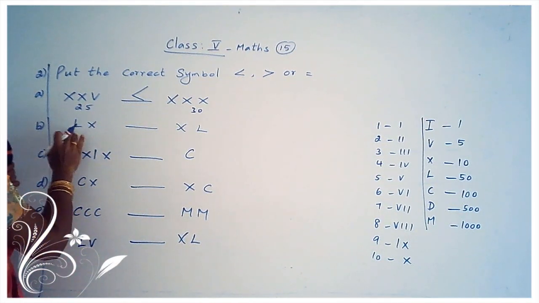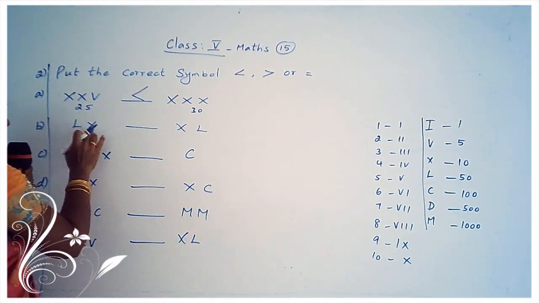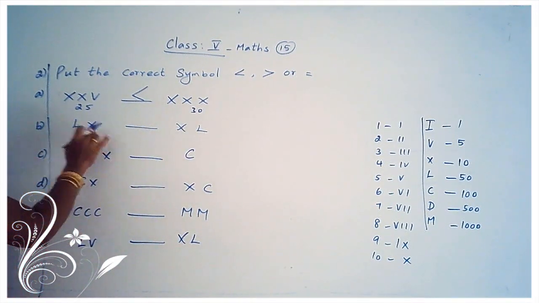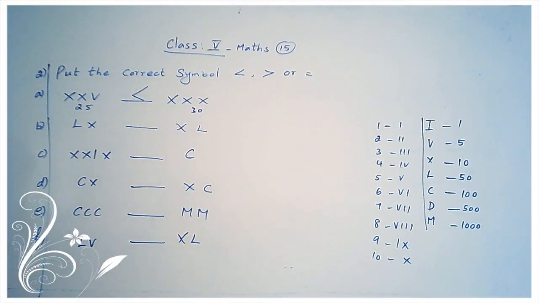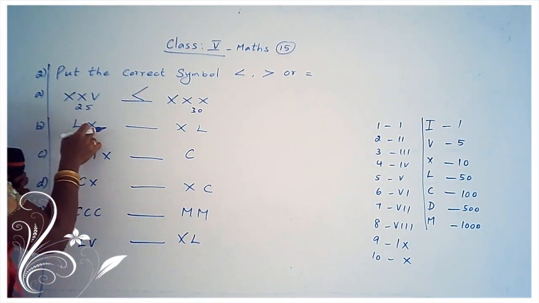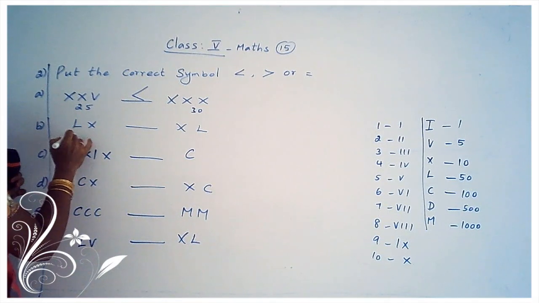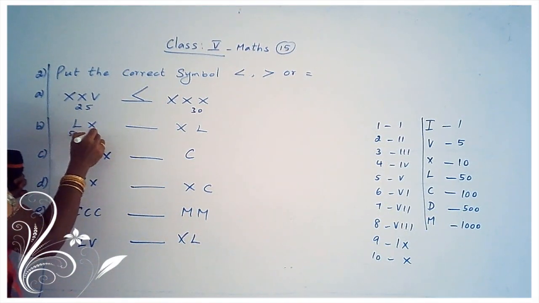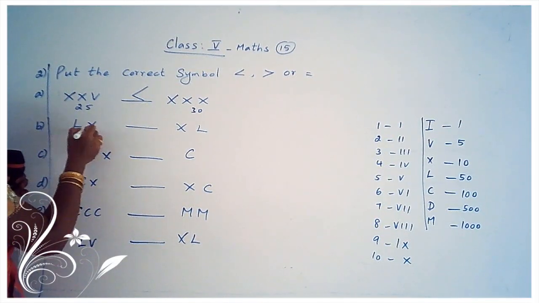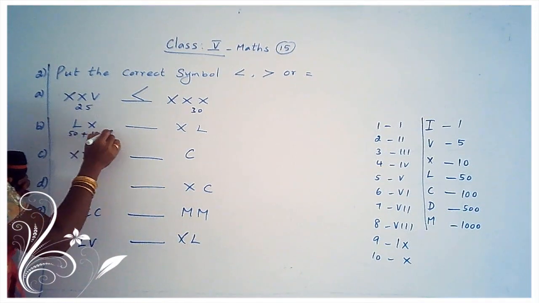So next LX. Here one side is LX and another side is XL. So LX stands for, say, 60. Yes, children, here X is written after the large number. L stands for 50 and X stands for 10. But here X is written after the large number. So that's why it is to be added. So 50 plus 10 is equal to 60.